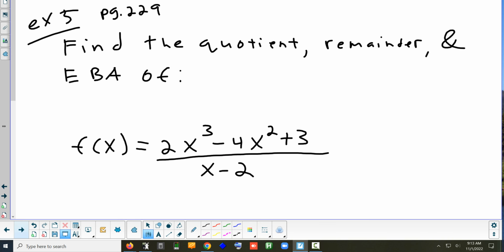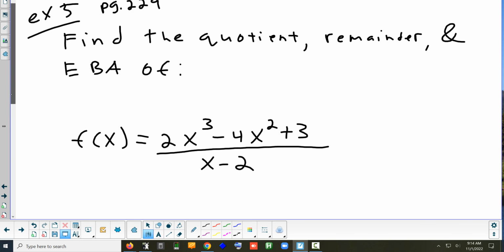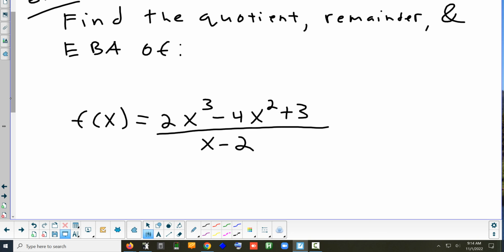So let's try this one. This problem says find the quotient, find the remainder, and find the EBA. So it's 2x cubed minus 4x squared plus 3 divided by x minus 2. Okay, so first of all, is this a problem that I could use synthetic division on? Yes, because it's of the form x minus a number.